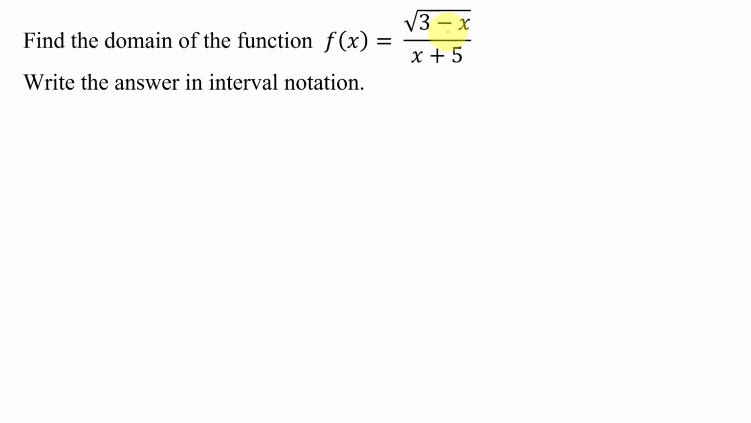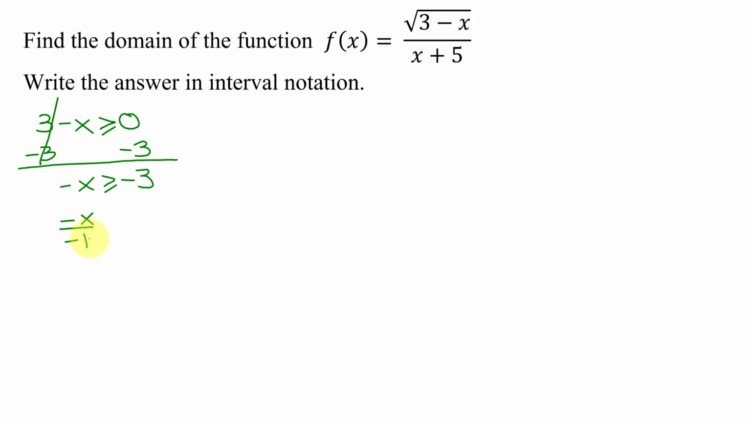It's a square root, so I have to take the radicand 3 minus x and solve the inequality that is greater than or equal to 0. So subtracting 3 from both sides of this inequality, that doesn't change the inequality symbol, I get negative x is greater than or equal to negative 3. Now to get x by itself, I'm going to have to divide both sides of the inequality by negative 1, which will reverse this inequality sign.